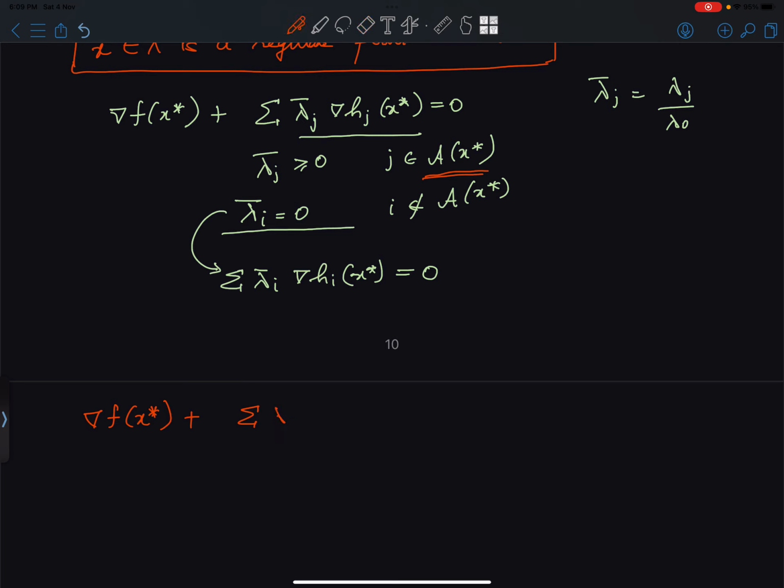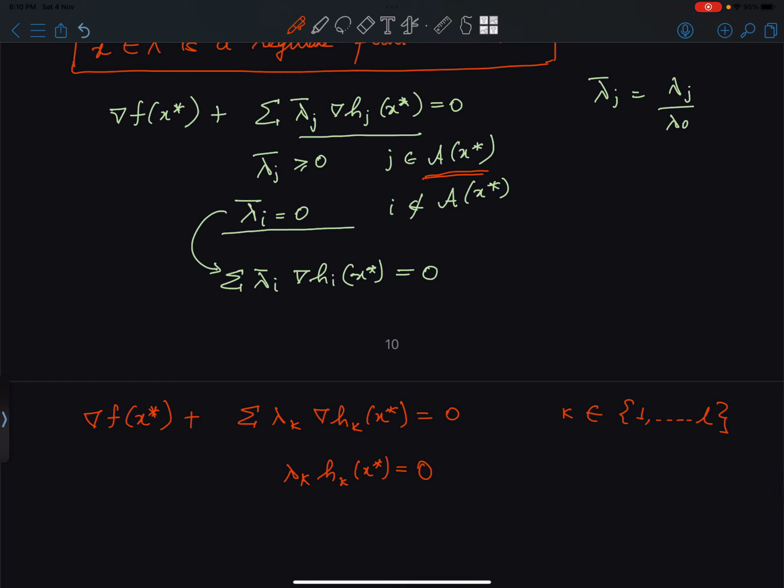I. Let's write I, maybe we'll use something else. We can write lambda k gradient of h k at x star equals 0 for all k belongs to the entire constraint set till L. Okay, and now what I say is that my lambda k h k of x star equals 0, right, for all these cases.